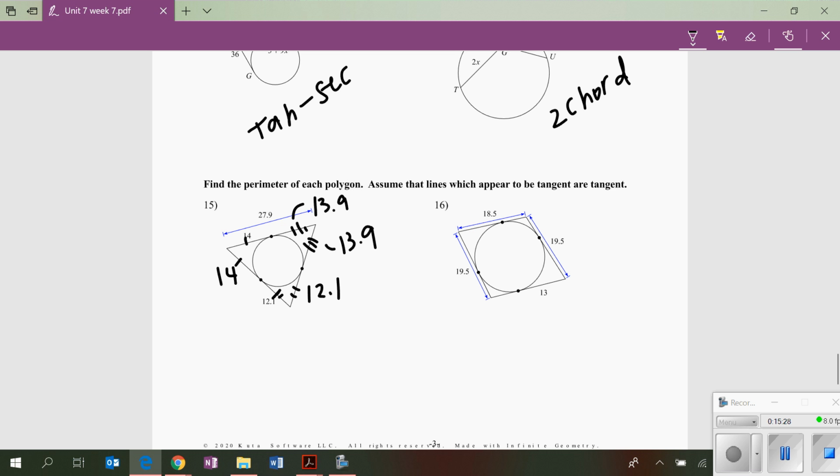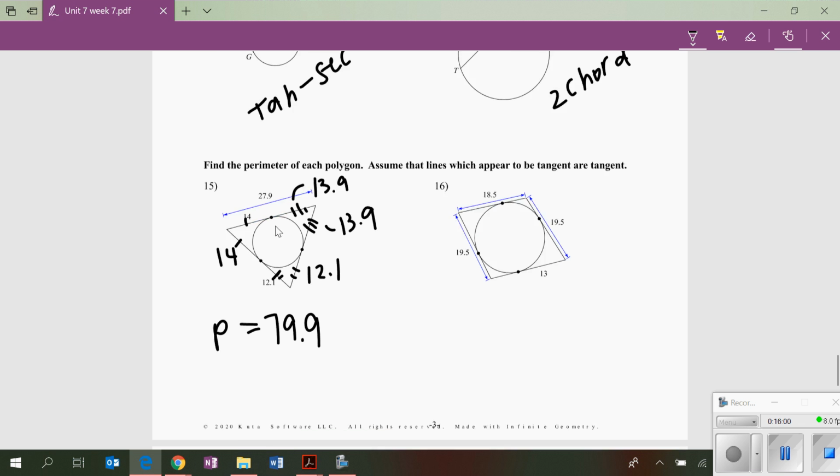And now I just add up all of those together. So 13.9 plus 13.9 plus 12.1 plus 12.1 plus 14 plus 14. And my total perimeter is going to equal 79.9. Similar here, you're going to have to go around the whole thing to figure out what this last bit of your polygon is measuring to, and then you can find the perimeter.